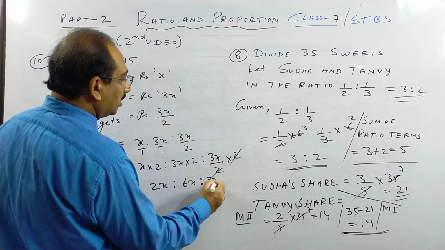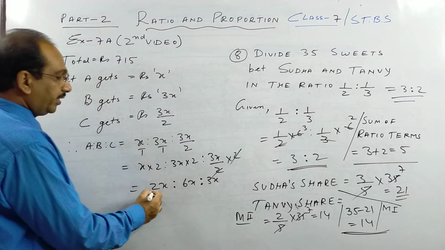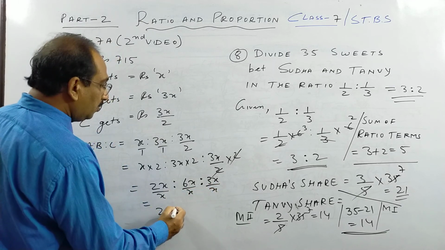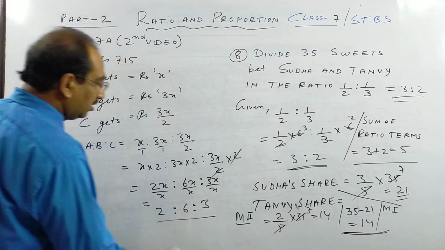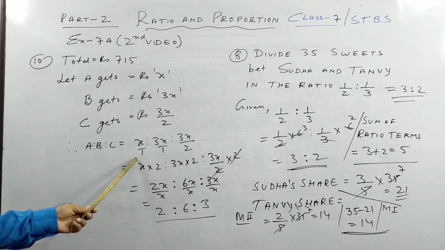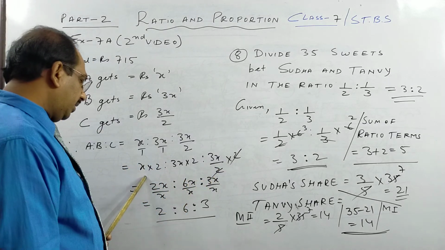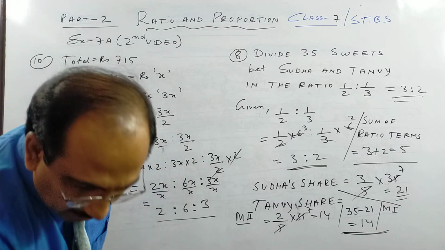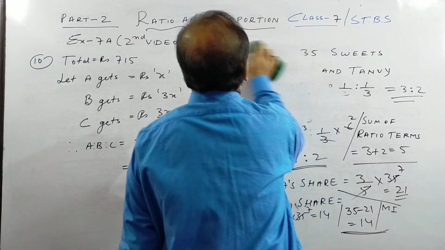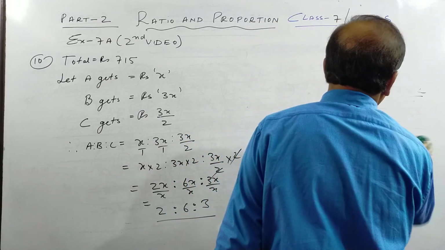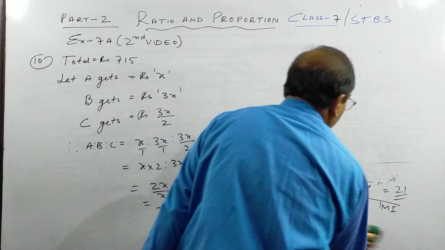6x is to 3x. Generally x is also common, we can divide by x. So we will get 2 is to 6 is to 3. So you can cancel the x also. Multiply by 2, we get rid of the denominator, and divide again by x. As I told you, division and multiplication by anything with the ratio does not affect the simplest value of the ratio.